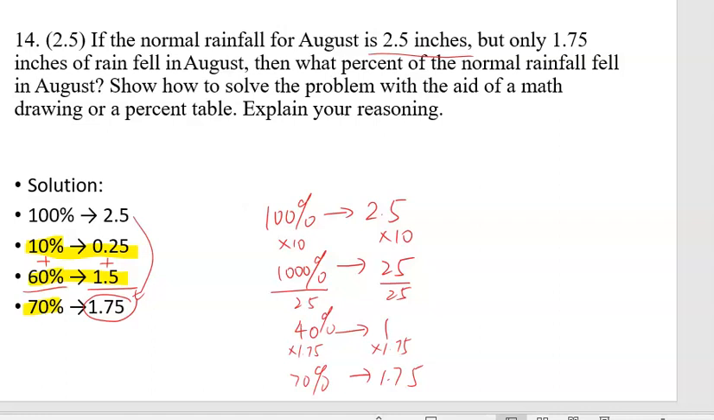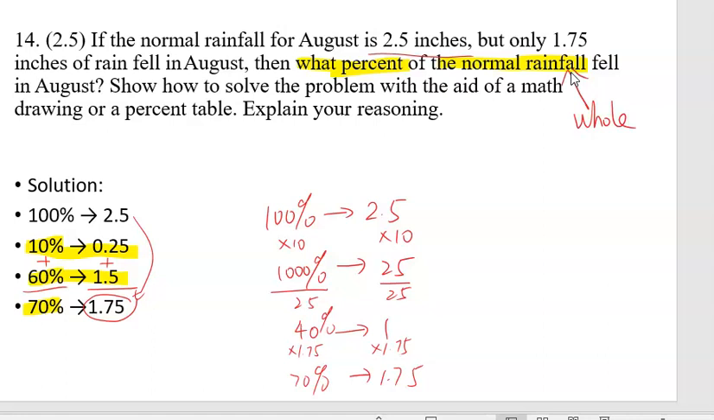So when we do percent problems, remember percent is a fraction. It's a special fraction, something out of 100. So whenever we deal with fractions, we want to look for the whole and the portion. So here is the question we are asking to solve: what percent, which is the fraction, of what? Out of the normal rainfall. So anything after "of" is our whole. That's the whole here, which is the normal rainfall.